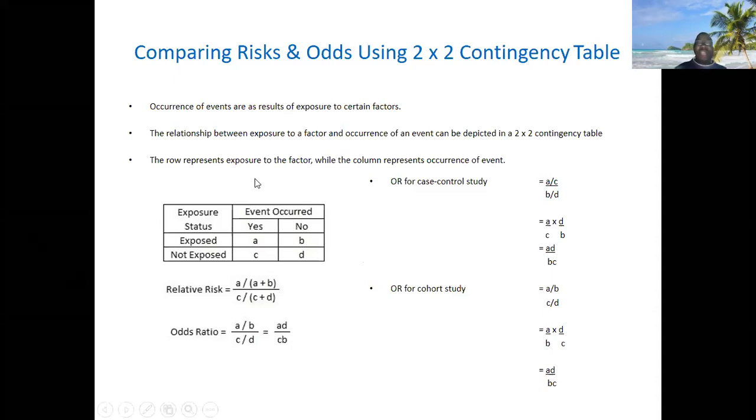Look at this table now. You see exposed, not exposed, along the horizontal. Event occur, yes, no, along the vertical. So you see A, B, C, D. Each of the cells has its own address. A is different from B, so it's good to know that. And that's the convention.